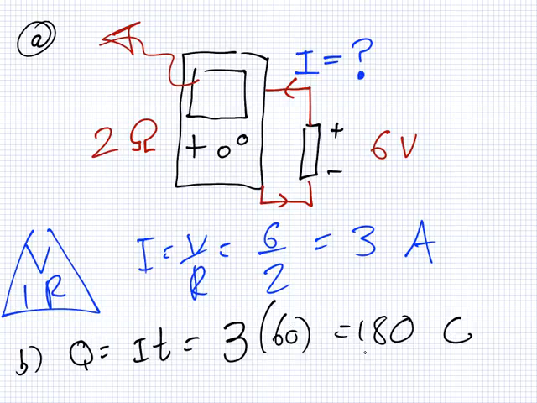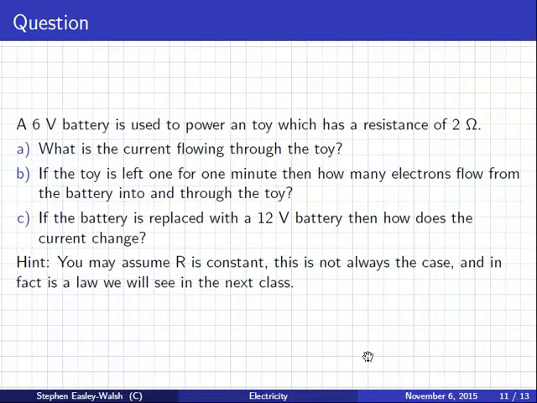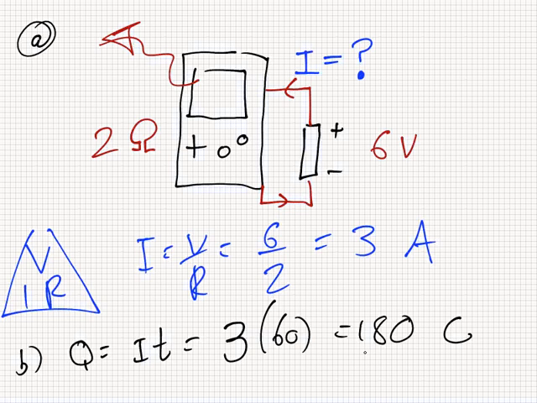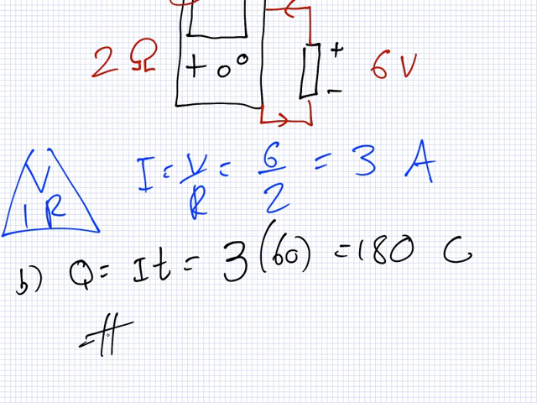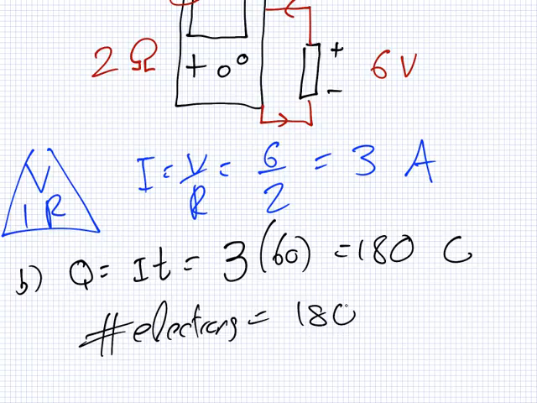But that's not what I want. I said, how many electrons are there? So like you said, the number of electrons will equal 180 divided by 1.6 times 10 to the minus 19, was it? Yeah, okay, so it's going to be big.